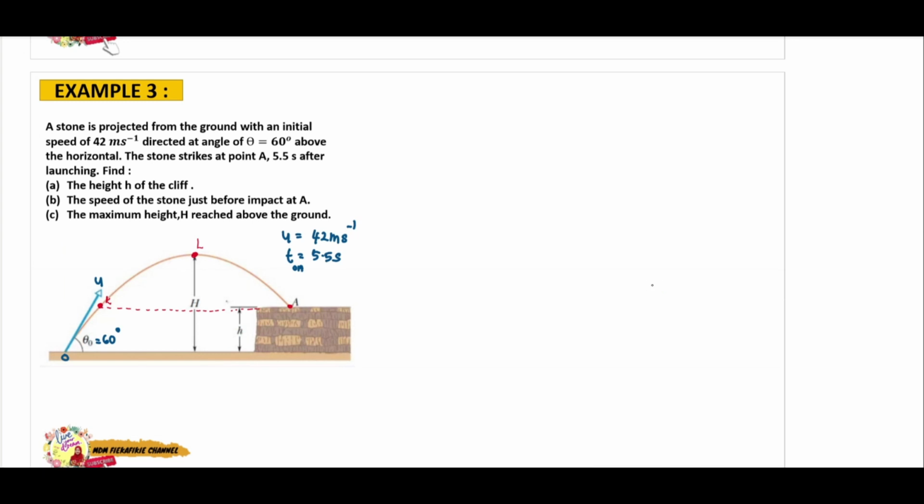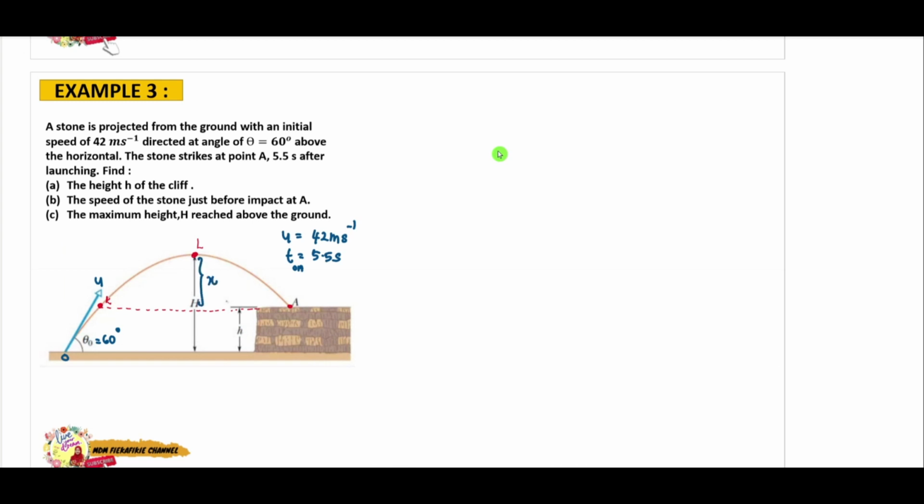Jadi apa yang saya buat, saya nak tulis let height of the cliff sebagai H. Alright, and then from the top of the cliff, yang line saya lukis tadi sampai maximum height dekat point L, saya nak label sebagai apa? Okay, kita boleh label sebagai X, contohnya. So, this one should be X.